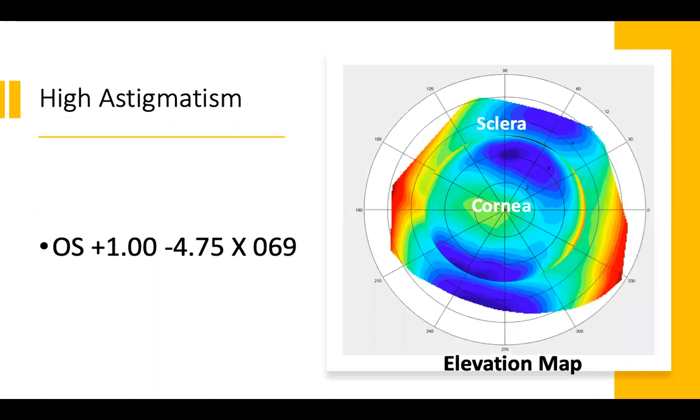If we overlap the sclera elevation map, we can see that there's a continuation of the paralimbal steepness out onto the scleral surface.